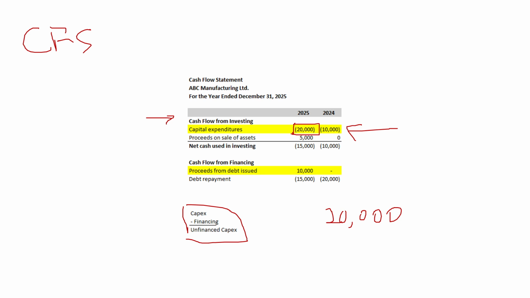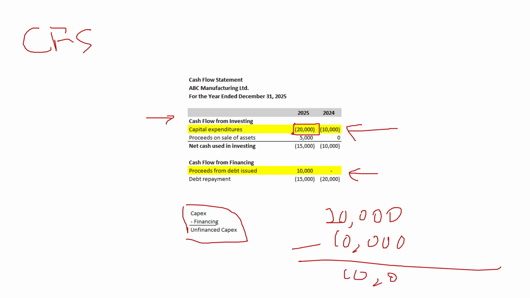But you can assume that capex is 20,000. And then the financing part, they're also going to show right here under cash flow from financing the proceeds from debt issued, which means they got a loan and they got $10,000 from it, right? So you just have to literally find those lines, subtract them, and get 10,000. So it's much, much easier.